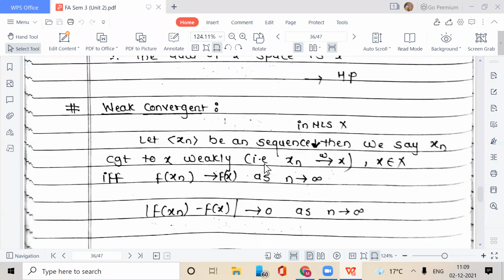Last part is weak convergence and bounded linear transformations. Weak convergence.